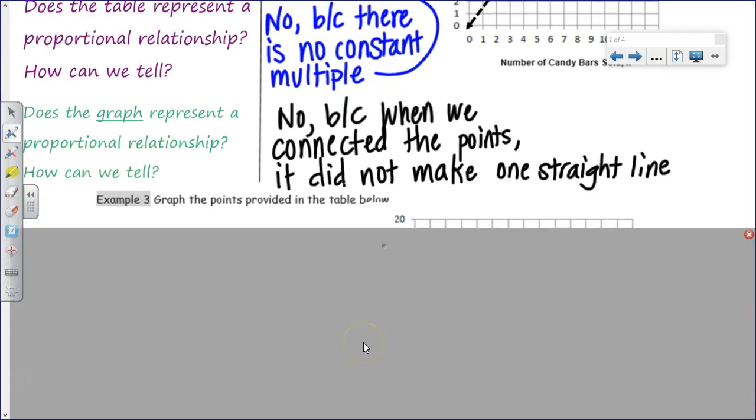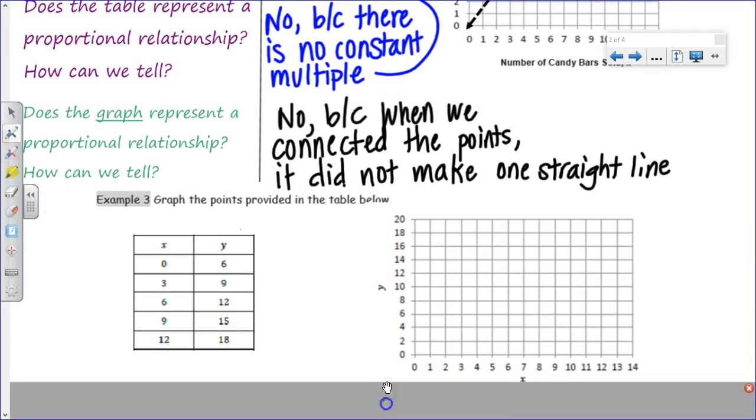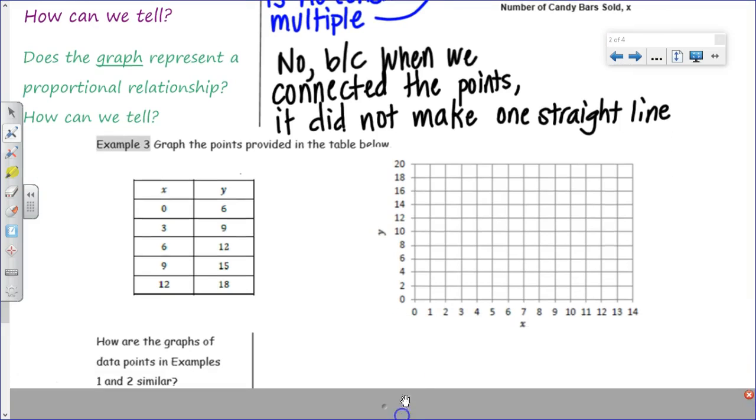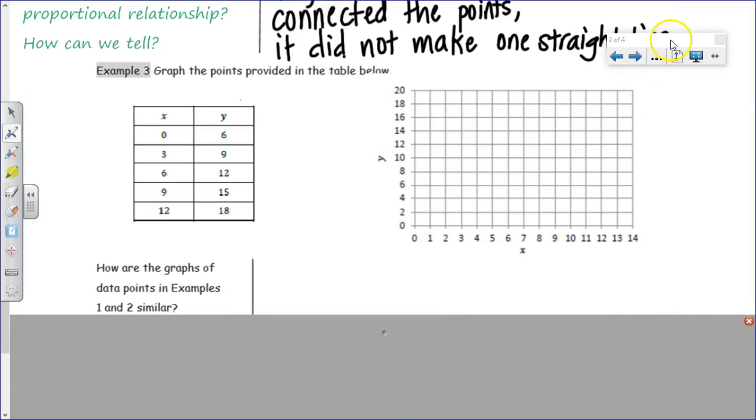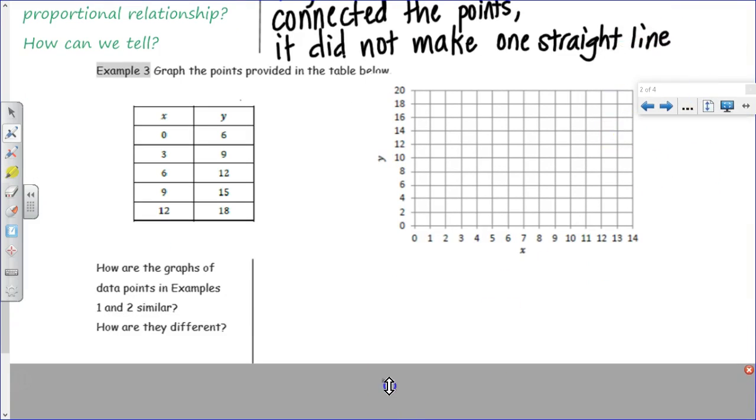Okay, on to example 3, the last one. Go ahead and graph the points. Hopefully you're getting better at this. It's coming back to you if it's been a while since you've graphed. These are all positive numbers though, so hopefully if you just keep your x's and y's in order, you'll realize that it's pretty easy and hopefully it's coming back to you.